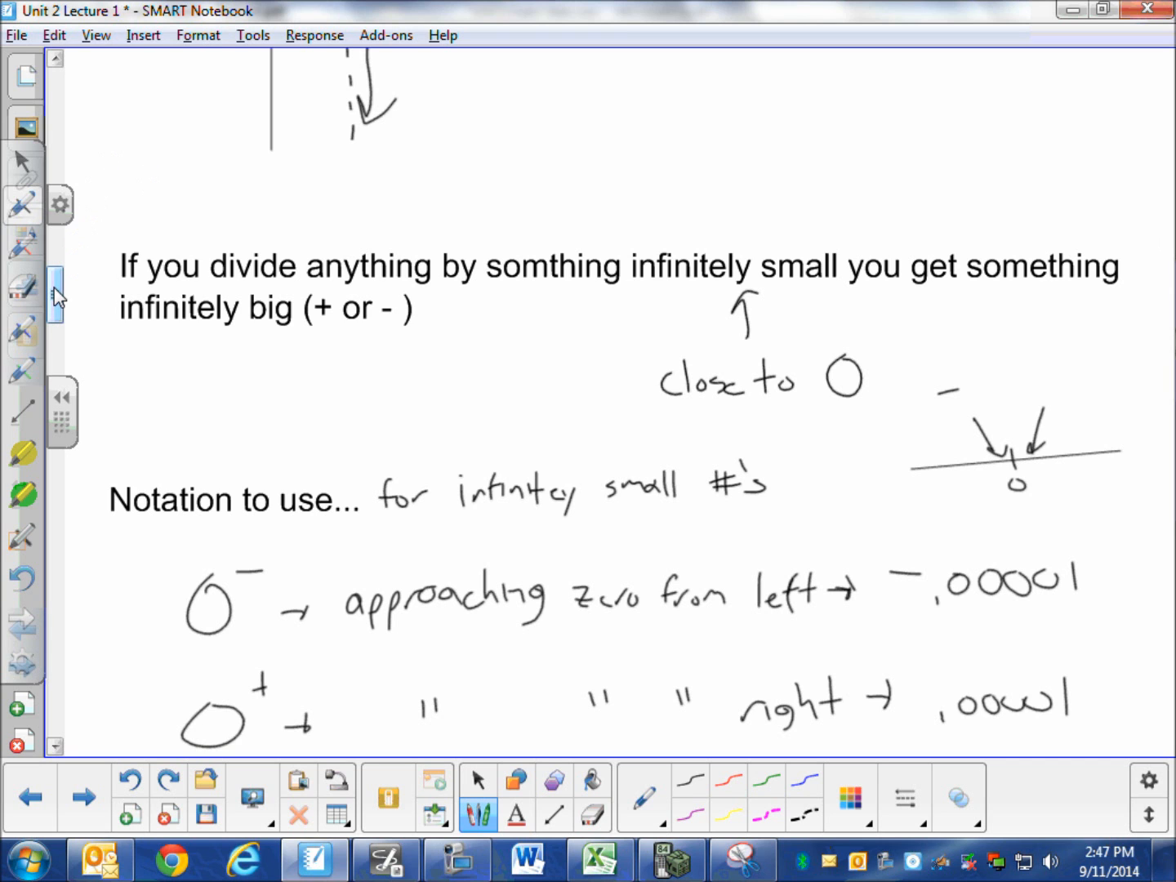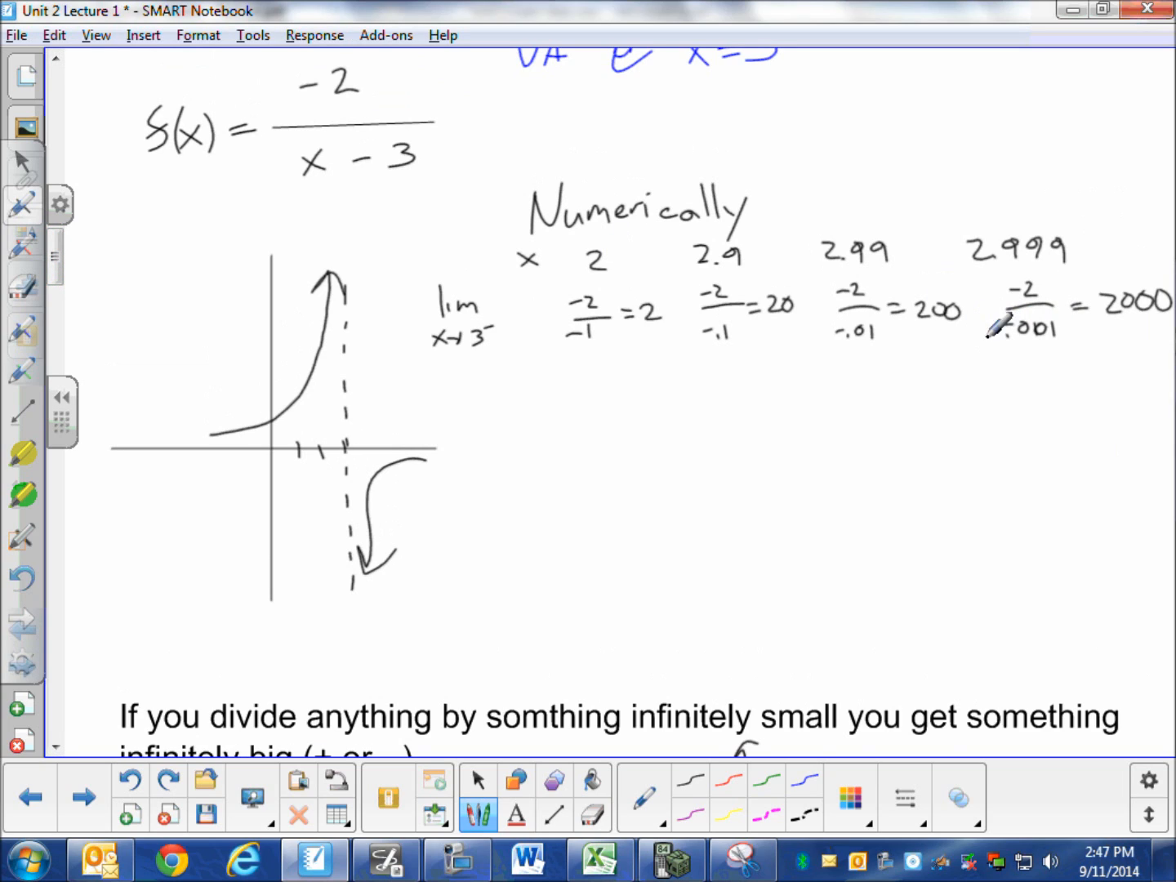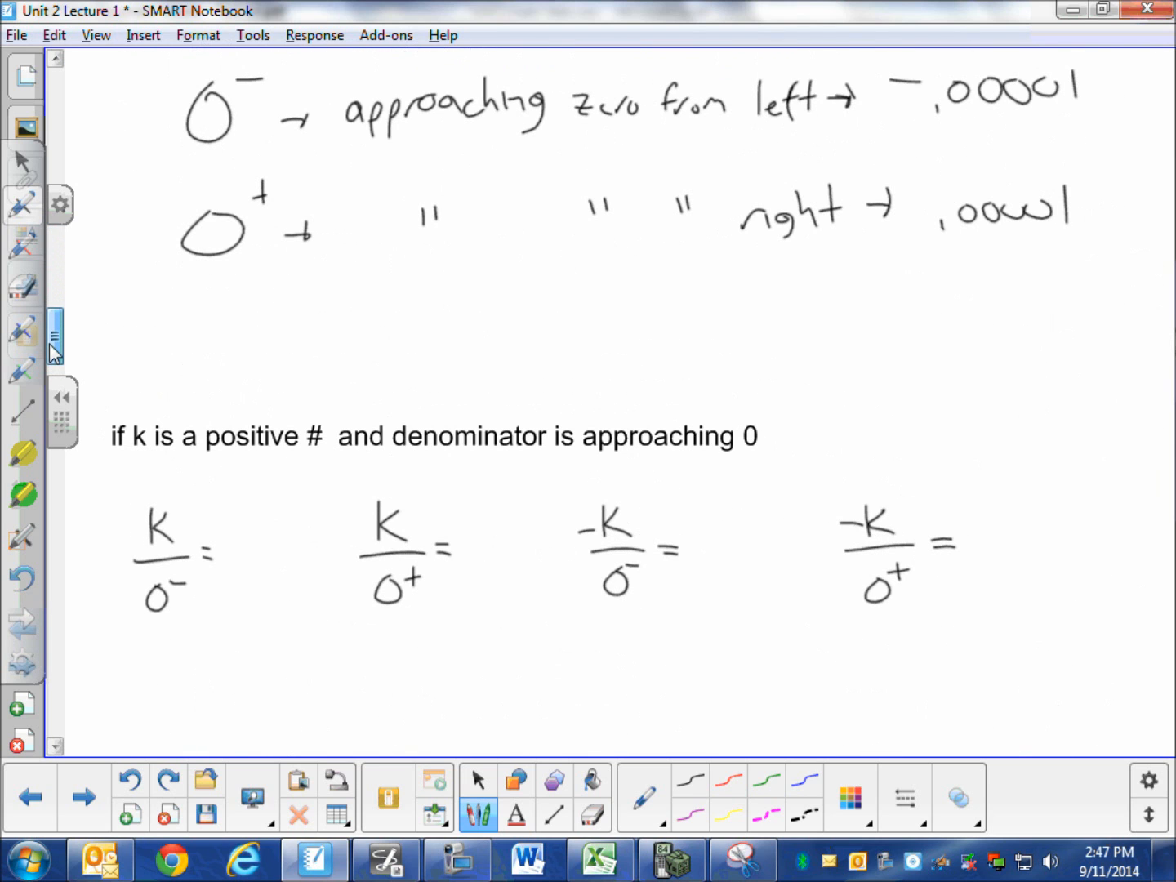Okay? So why am I using this? Well, what we're going to be doing is instead of using negative 0.0001, I'm going to say, what's this? And you are going to tell me, it's that. Let's talk about that. Don't worry about it. It might be confusing.